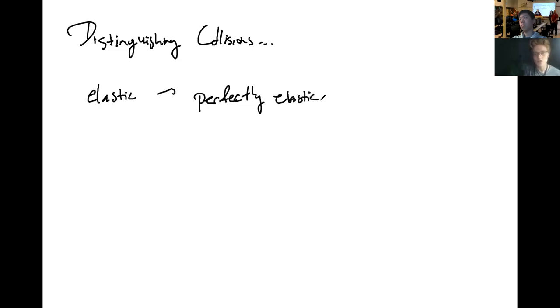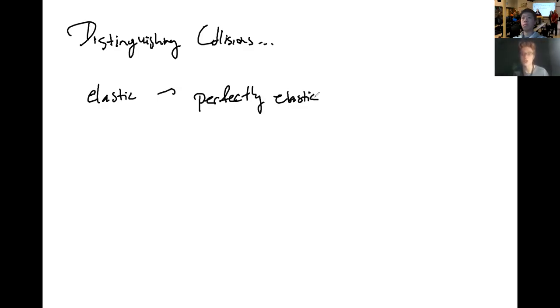I apologize if my handwriting is a little sloppy today. So how do we distinguish types of collisions? If two objects bounce apart from each other, and we're given that no kinetic energy is lost, what is that? Exactly, it's elastic. And even more than that, it's perfectly elastic. A collision where no kinetic energy is lost is what's known as a perfectly elastic collision.